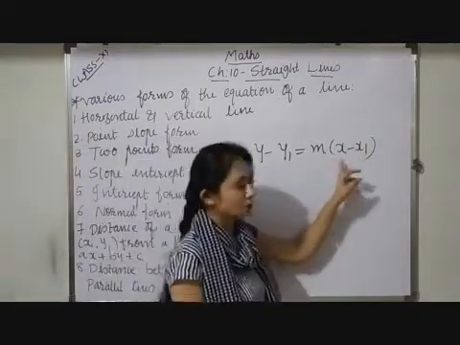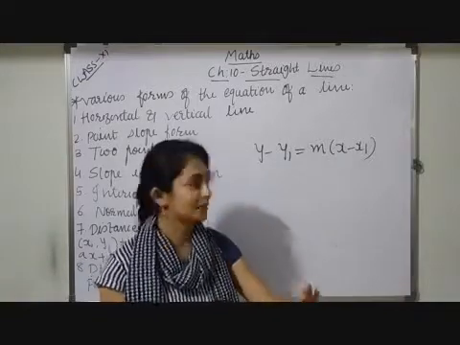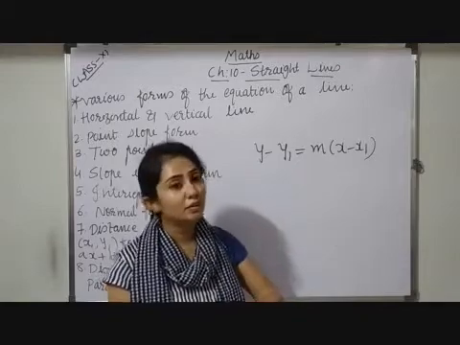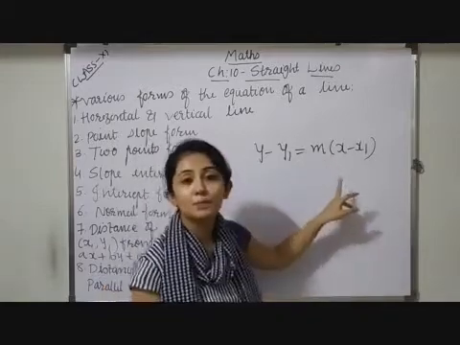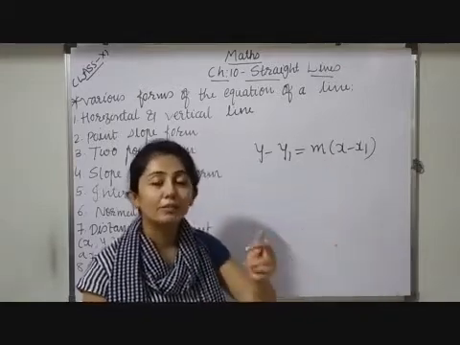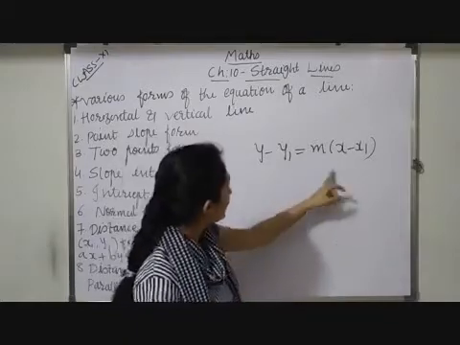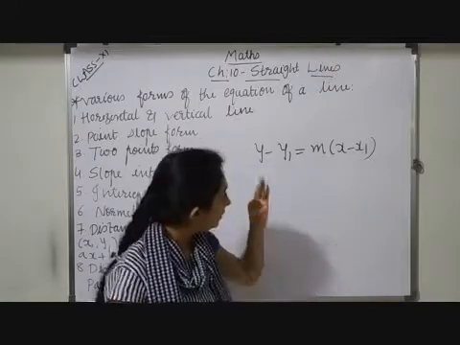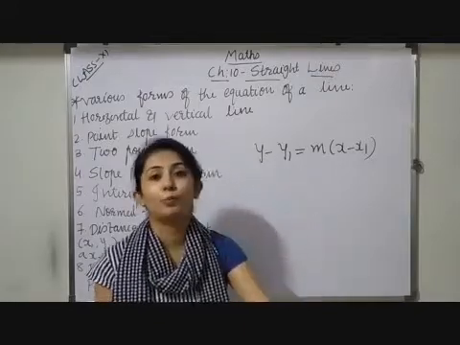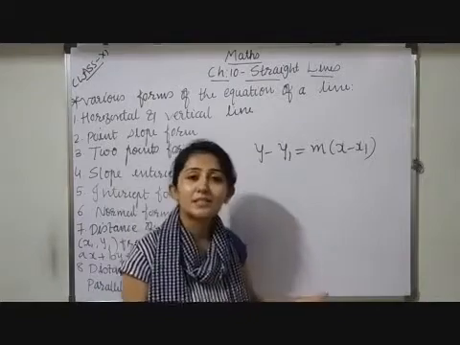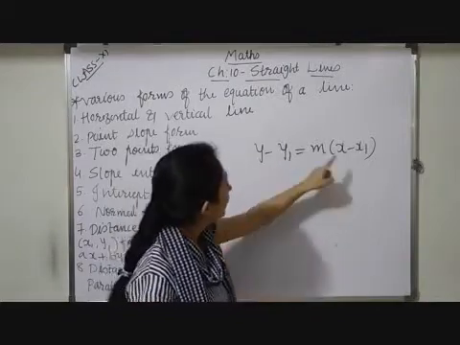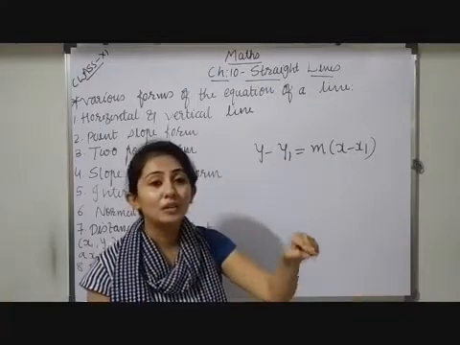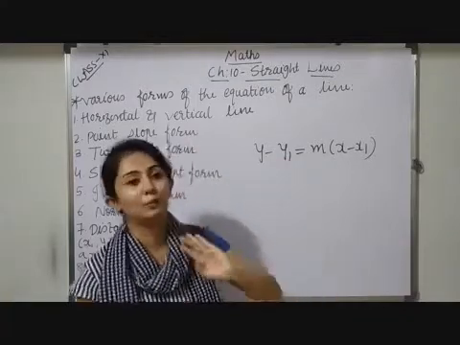Here the x and y coordinates will remain as they are. M is the slope. In the previous exercise, the way we were finding the slope, that value we have to substitute here. Using that slope, we find the line. Now x1 and y1 means the point through which the line passes. That point will obviously satisfy the line. So x1 and y1 is a point which lies on that line, or the line passing through that point.